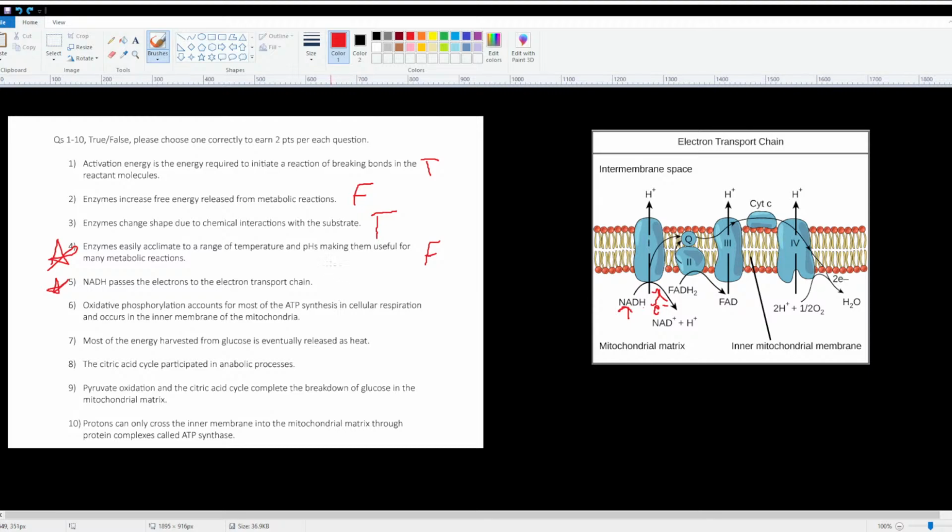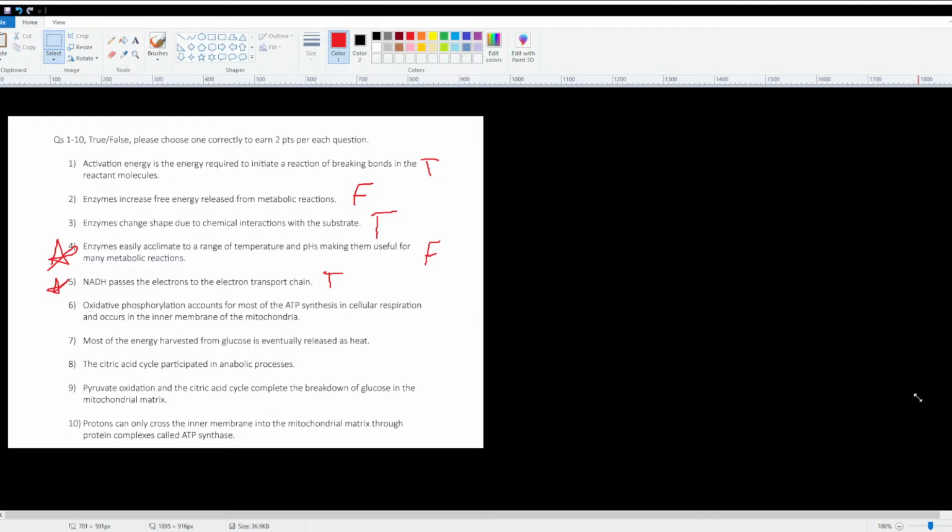So I'm actually going to change my answer. This is going to be true, I believe. But once again, if that's incorrect, you can take it up with me, because I'm not 100% sure of the answers to these questions.